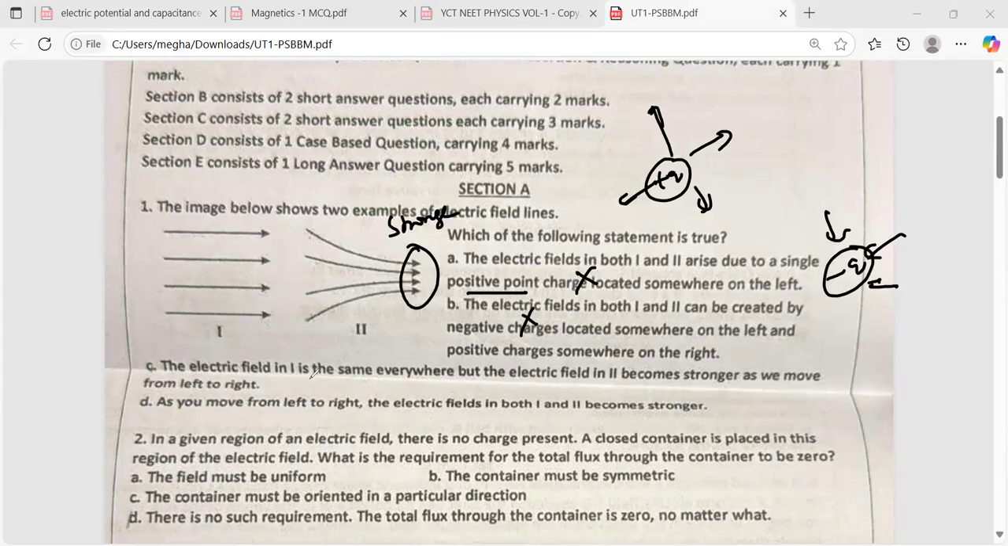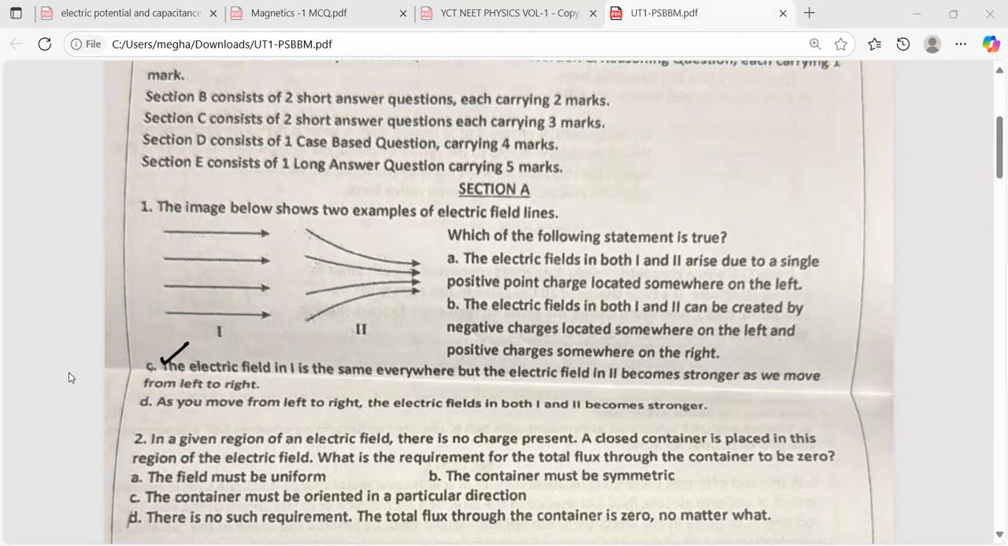Whereas the third one: the electric field line in the first one is the same everywhere, but the electric field becomes stronger as we move from left to right. Yes, it is stronger. So therefore C is the correct answer. D, of course, is wrong. As you move from left to right, the electric field in both 1 and 2 becomes stronger. It is given. So that is wrong. So the first question answer is C. Hope you understand. We'll go to the next question.